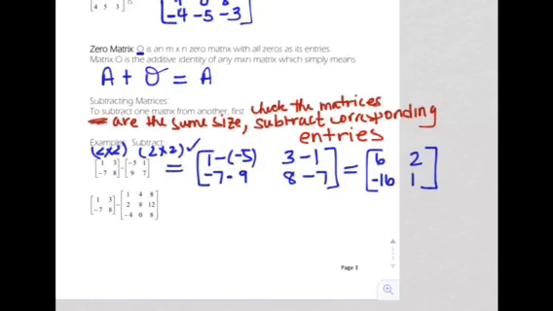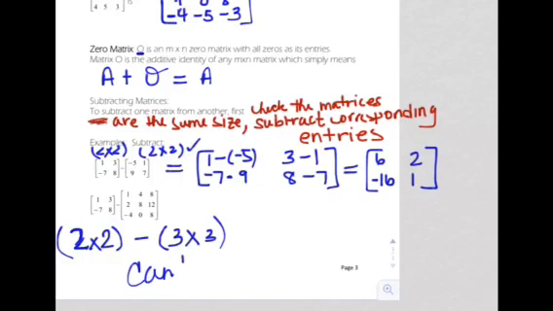In the next two matrices, the first matrix here is a 2 by 2, and the second matrix is a 3 by 3. What do you think about that? Hopefully you thought it can't be done. Why not? Because they are not the same size matrix.